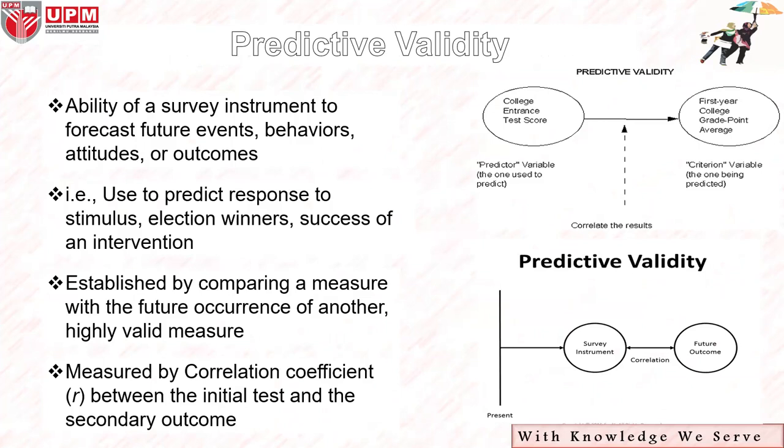Predictive validity is the ability of a survey instrument to forecast future events, behaviors, attitudes or outcomes. Dia ada instrument yang bila kita pakai tu, dia sebenarnya boleh predict the future outcomes. For example, we use it to predict response to stimulus, election winners, success of an intervention. So we establish it by comparing a measure with the future occurrence of another, which is a highly valid measure.